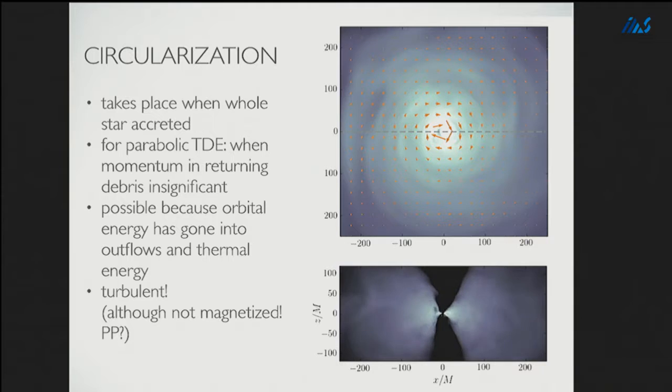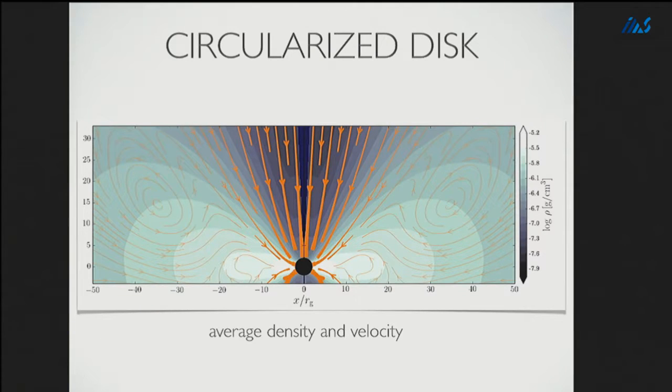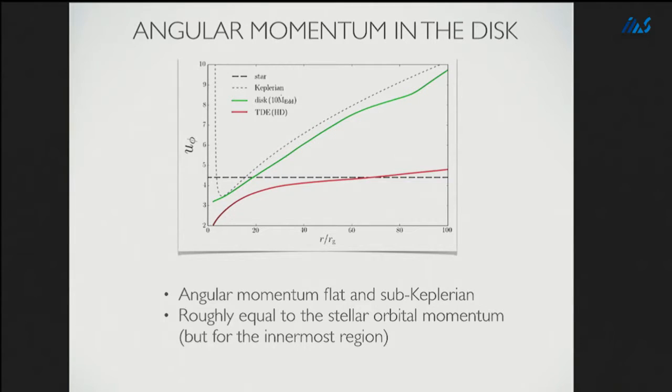And the flow becomes so hot that, as you will see in a moment, the gradient of pressure can actually support this structure. And then we have the average structure of the circularized disk, a beautiful Polish, very thick Polish donut. Let's look at the properties of that system.